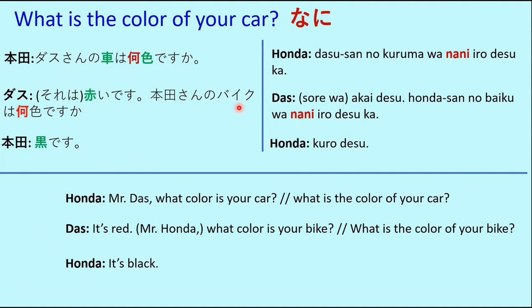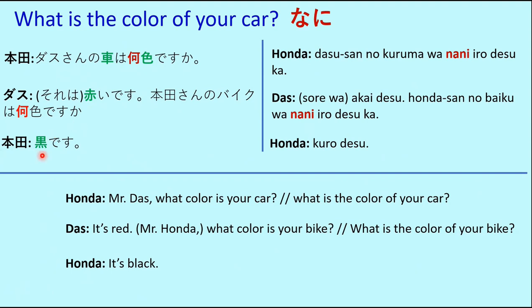Honda-san no baiku wa. Now here see this is katakana because this is the English word bike, motorbike or bike. So this is baiku, which is the katakana word. So Honda-san no baiku wa nani iro desu ka? So this means Honda-san's bike is of what color? So that means Das-san asks Honda-san what's the color of his bike.